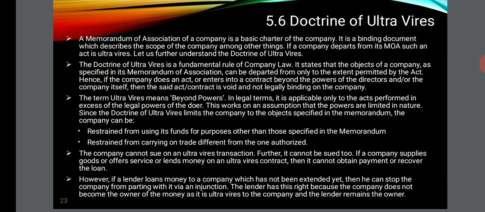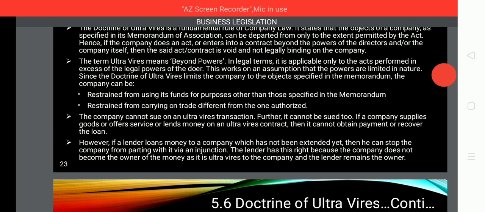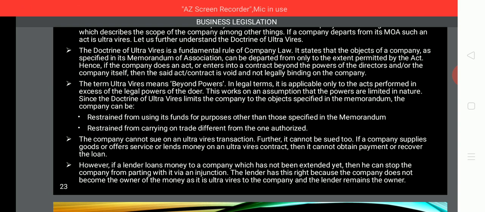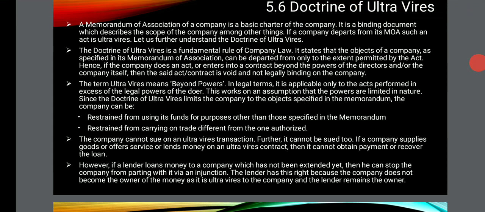Doctrine of ultra vires is a fundamental rule of company law. It states that the object of the company as specified in its memorandum of association can be departed from only to the extent permitted by the Act. Hence, if the company acts or enters into a contract beyond the powers of the directors and or the company itself, then the said act or contract is void and not legally binding on the company. The term ultra vires means beyond powers. In legal terms, it is applicable only to acts performed in excess of the legal powers of the doer. This works on an assumption that the powers are limited in nature.